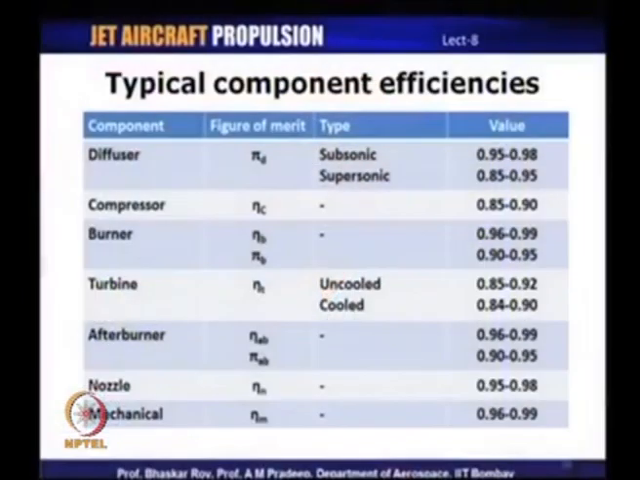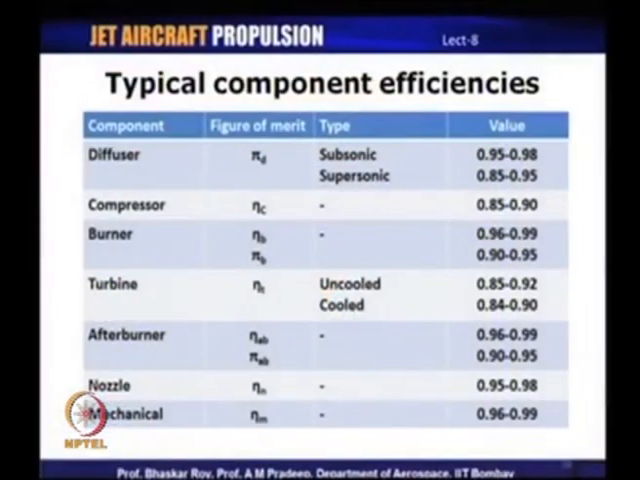Having looked at all these different sources of losses, you may now wonder how much would be a typical value for any of these efficiencies or pressure losses. How do I know what loss to take? So, I have listed some of the typical ranges of these efficiencies seen in a modern day jet engine. Of course, this is just a range. There could be engines outside this range, but this is typical for modern day jet engines. Let us take a look at the typical values of component efficiencies.